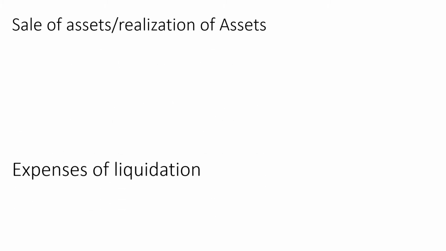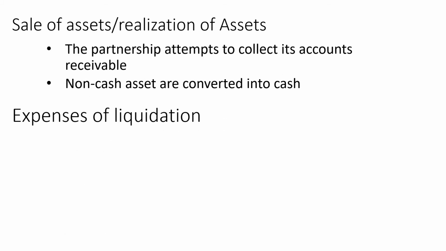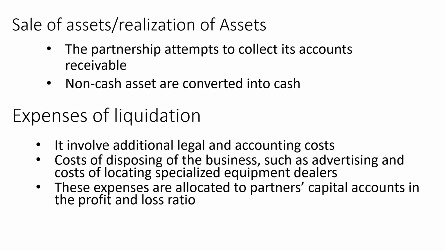So let's take some examples. Sales of assets or realization of assets: the partnership attempts to collect all its accounts receivable and non-cash assets are now converted into cash. Expenses in liquidation: normally, liquidation involves additional legal and accounting costs. You also have costs for disposing of the business, such as advertising and the cost of locating specialized equipment dealers so that you will be able to maximize the selling price. Then the expenses are allocated to the partners' capital accounts in the P&L ratio because, take note, since the books are already closed, we would close all the expense accounts into the partners' capital accounts.